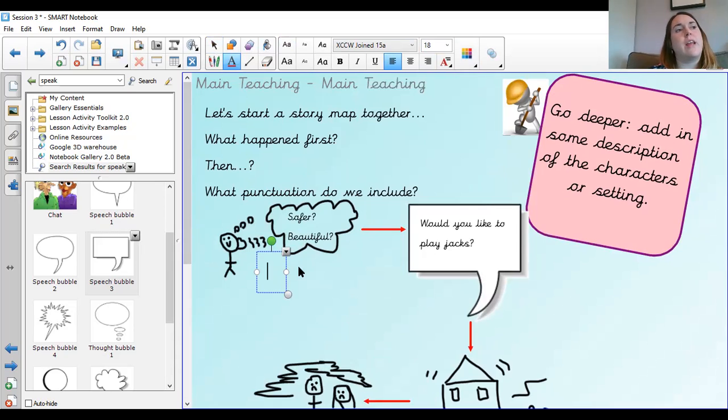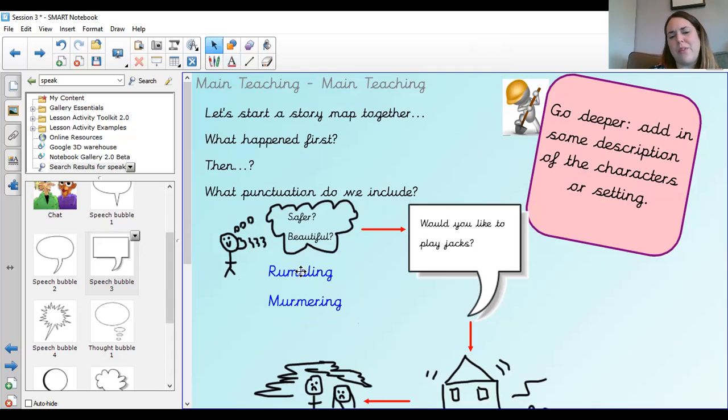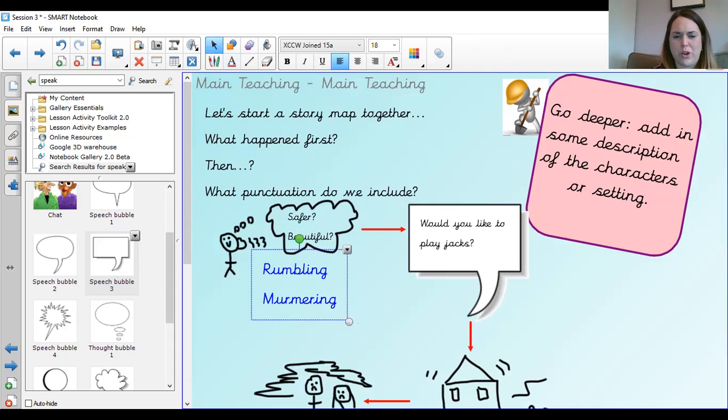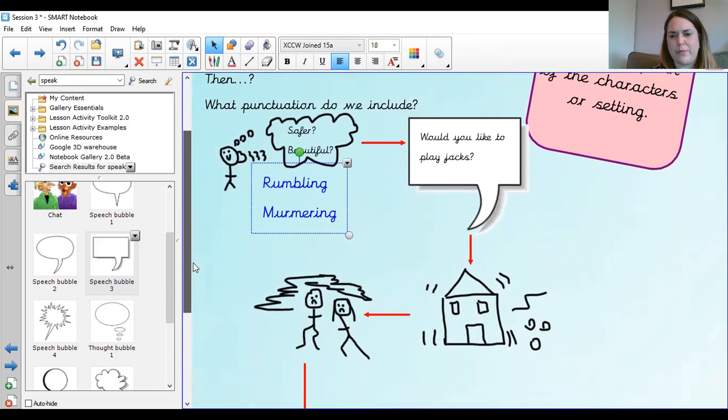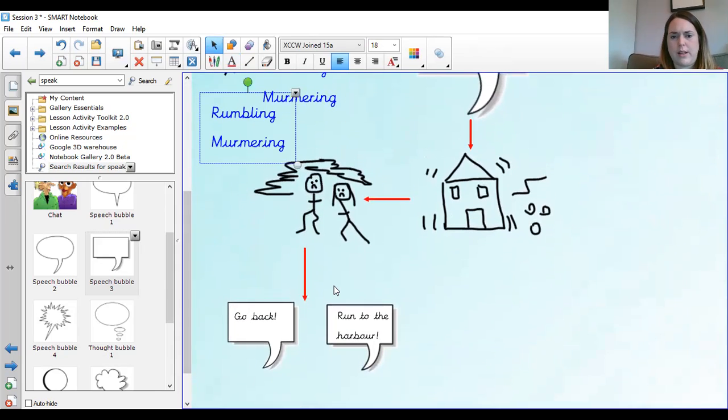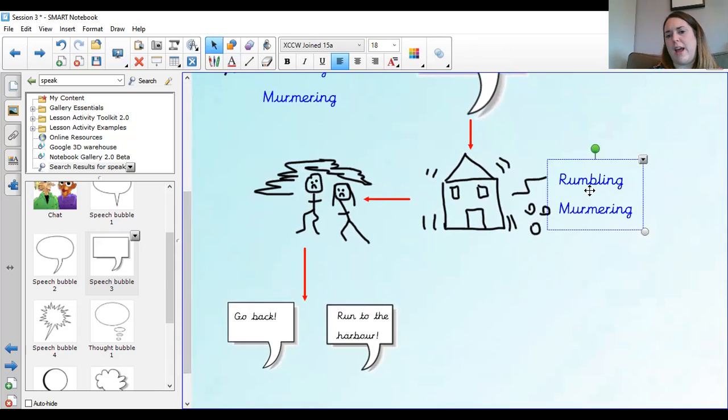Oh, what does he think? He hears the rumbling, doesn't he, of the bars. He hears the, I think they say murmuring. If they don't, well, it's a good word anyway. The murmuring and the rumbling. So I'm adding rumbling and murmuring there. I don't think I'm going to add any vocabulary to my would you like to play jacks section. Oh, right. To this section here, I'm going to add quiver. The buildings quiver, don't they?